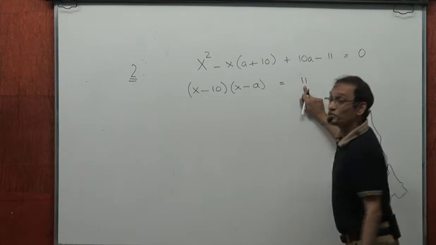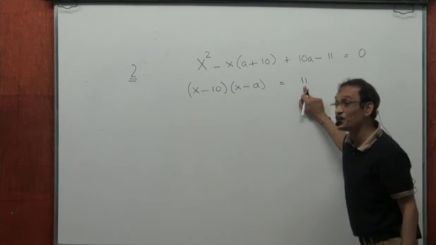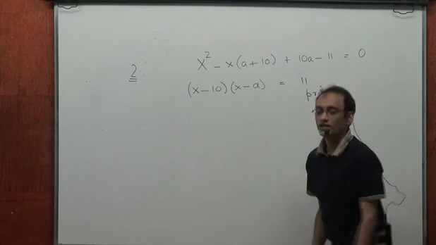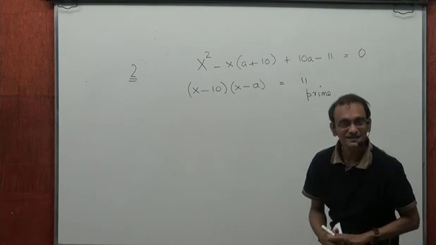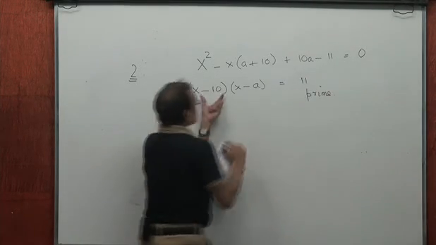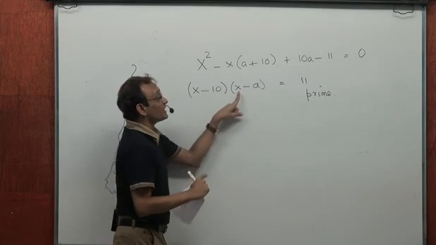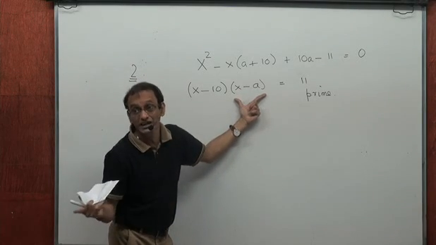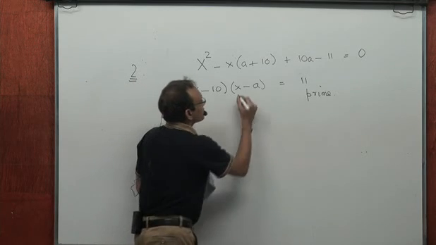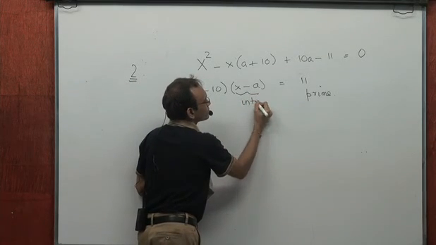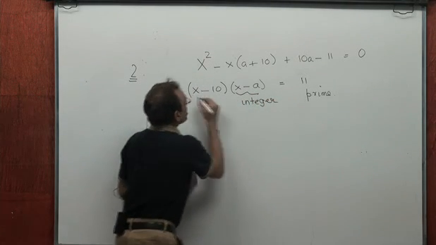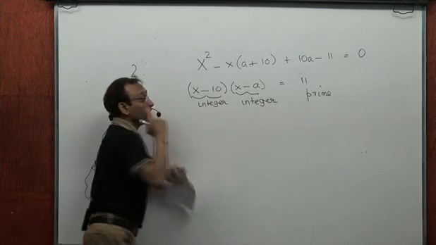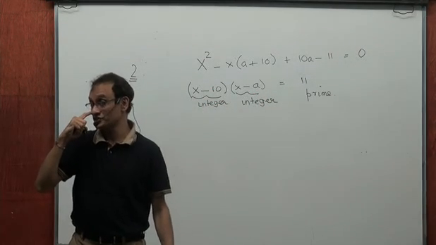Now 11 is a prime number. Yes or no? It can't be fragmented into any further composites. Clear? And this is a product of two integers. x is an integer, a is an integer. So x minus a ought to be an integer. x minus 10 should also be an integer. So the left hand side is a product of two integers.